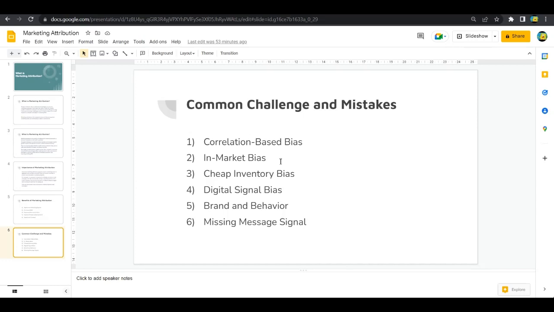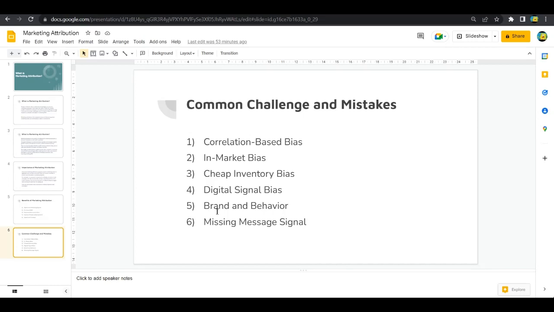Then there's cheap inventory bias, which means it could give an inaccurate view of how media is performing, making lower cost media appear to perform better due to the natural conversion rate for targeted consumers, when ads may not even have played a role. Then there's digital signal bias. This occurs when attribution models do not factor in the relationship of online activity and offline sales.